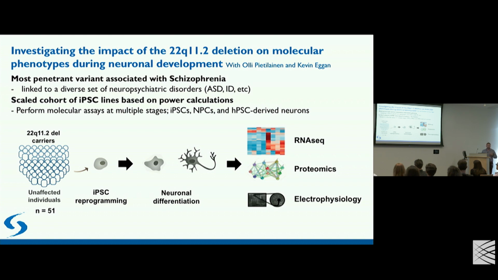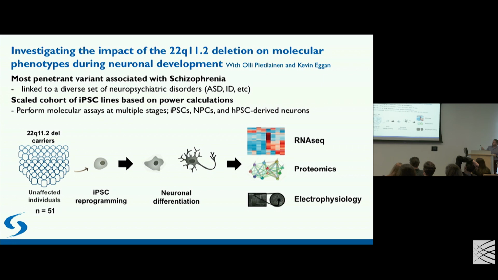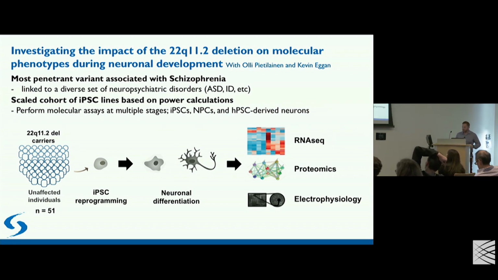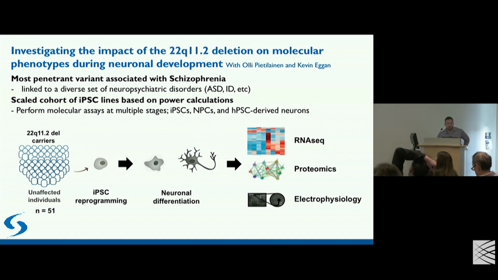Another project that you have all likely heard about is one led by Ralda Nehme and Olli Pietalainen with Kevin Egan, investigating the impact of the 22q11 deletion on molecular phenotypes across neuronal development. So this particular deletion is the most penetrant associated with schizophrenia, but it's also implicated in many other neuropsychiatric disorders like ASD and intellectual disability.